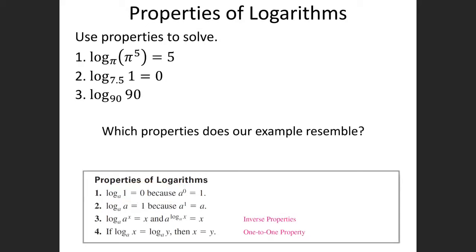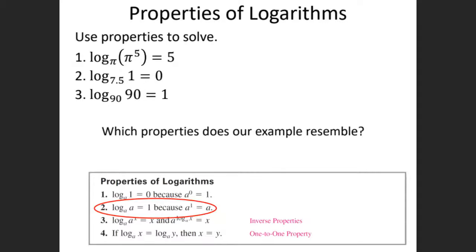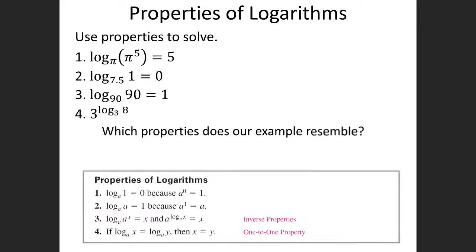All right, how about this one? Log of base 90 with the input 90. Oh, this one's that second property, right? A log of a given base where I've input the same value is just going to give me the answer 1. So it's that second one. So our answer is equal to 1.